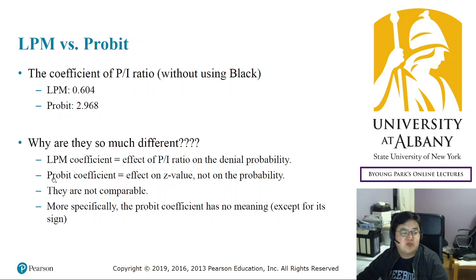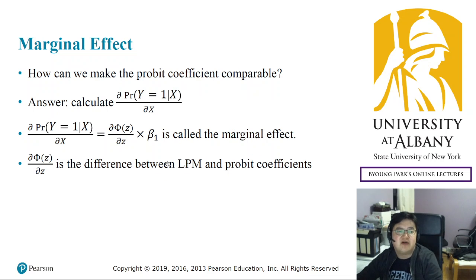So the probit coefficient is an effect on the z value, not on the probability. So the coefficient itself does not have any meaning. It is not comparable to the regression coefficient. So we have to define the marginal effect, which calculates the final effect on the probability, so the effect of x on the probability, which takes the same form.